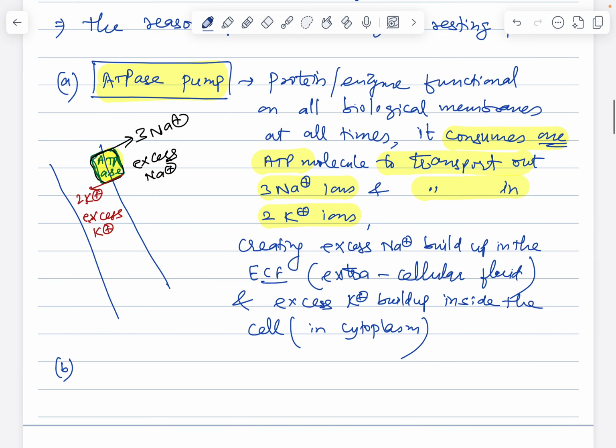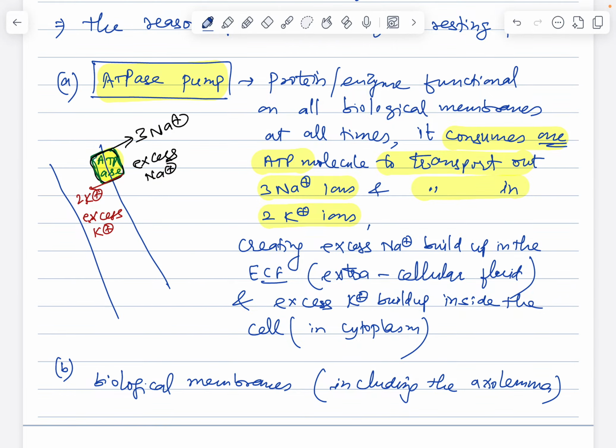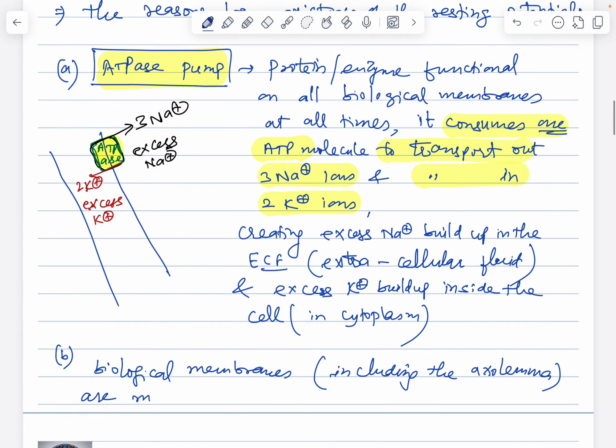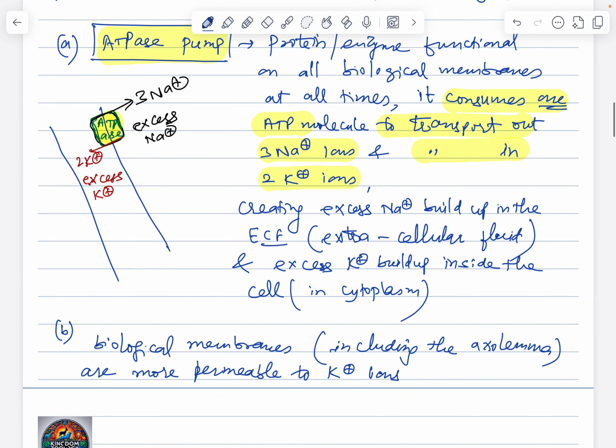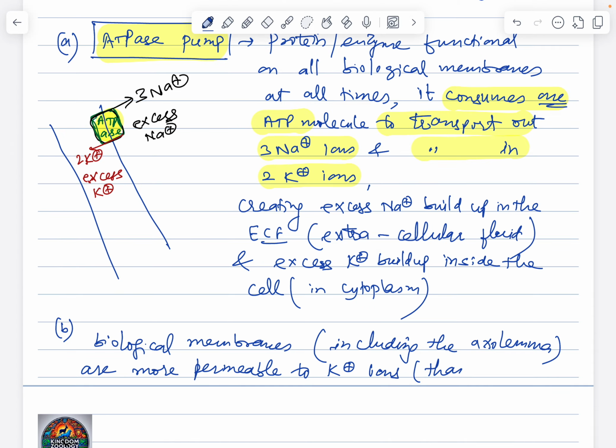Second thing, all biological membranes, including this exolemma that we have drawn over here, are more permeable to potassium ions than sodium ions. They are more permeable to potassium ions and less permeable to sodium ions. How does this affect us?